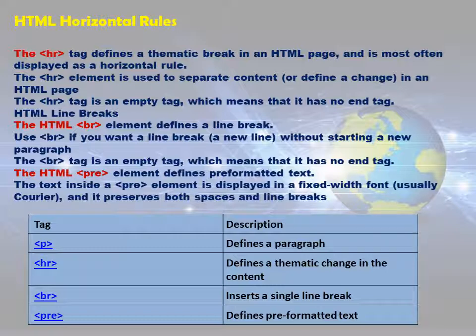Now see the table. The P tag defines a paragraph. HR defines a change in the content. BR inserts a single line break, and the pre defines the pre-formatted text. Now we'll see the example.